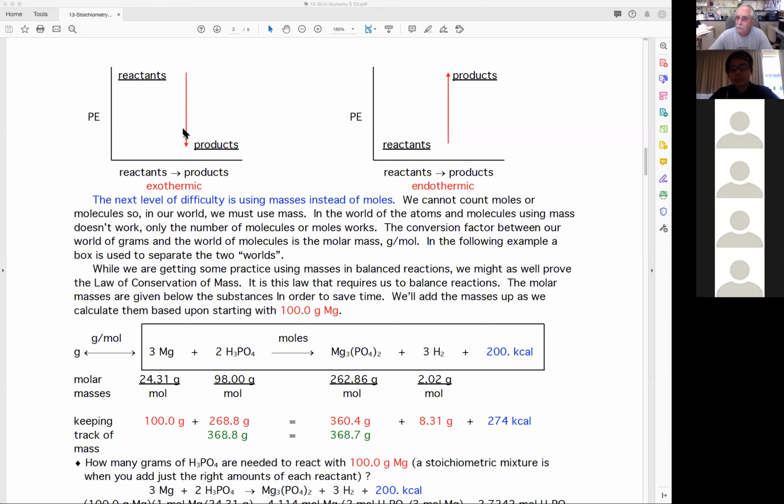And for an endothermic reaction, which you have to put energy into to make it happen, you have to heat it up or something like that, there's less potential energy in the reactants than there is in the products. So you have to supply that energy. You have to add that heat energy.